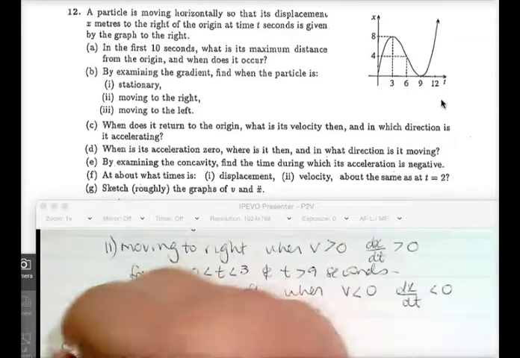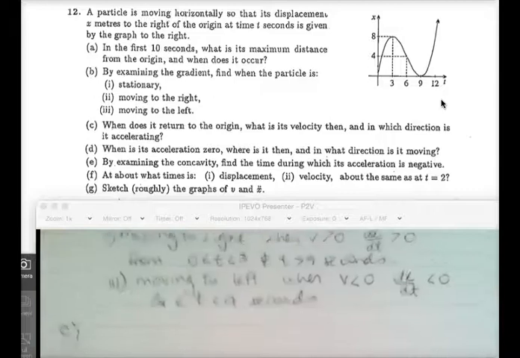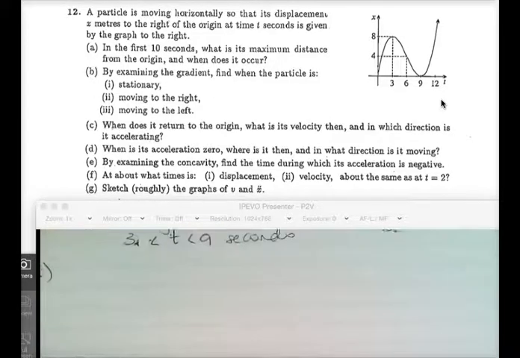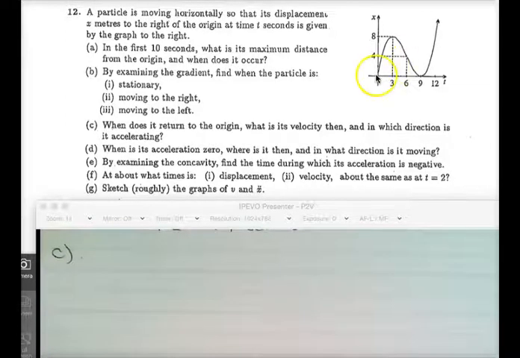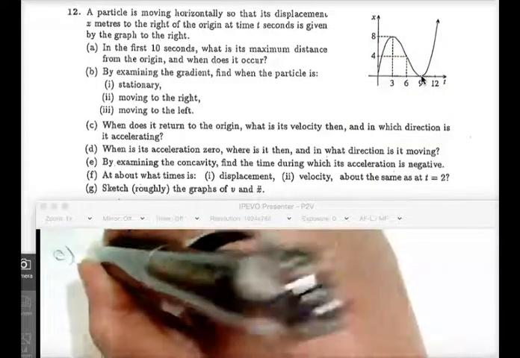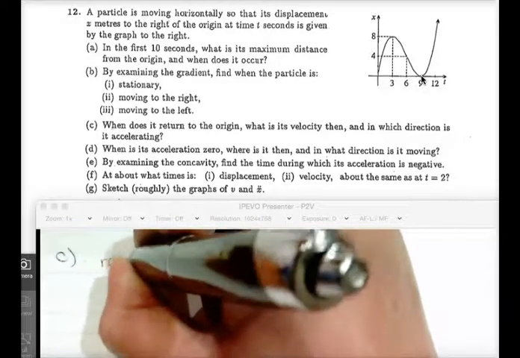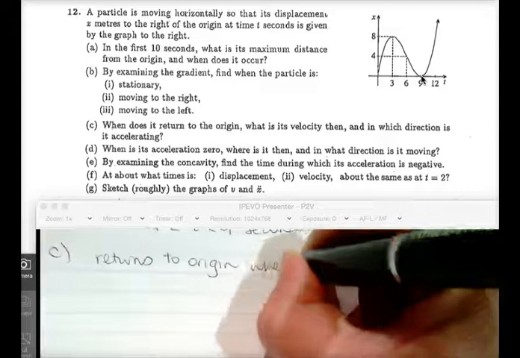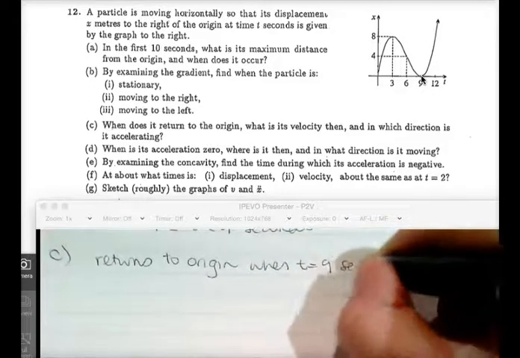Next one, part C. When does the particle return to the origin? What is its velocity then? And in which direction is it accelerating? So here the particle starts at the origin. Here it's 8 meters away from the origin. Back here it returns to the origin. So the particle returns to the origin when t equals 9 seconds.